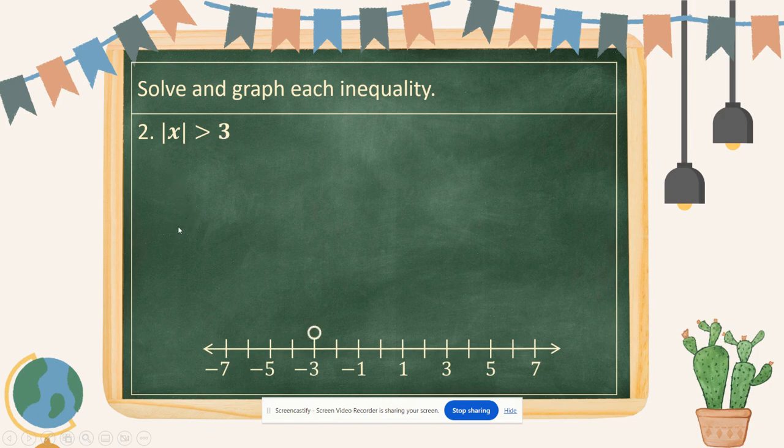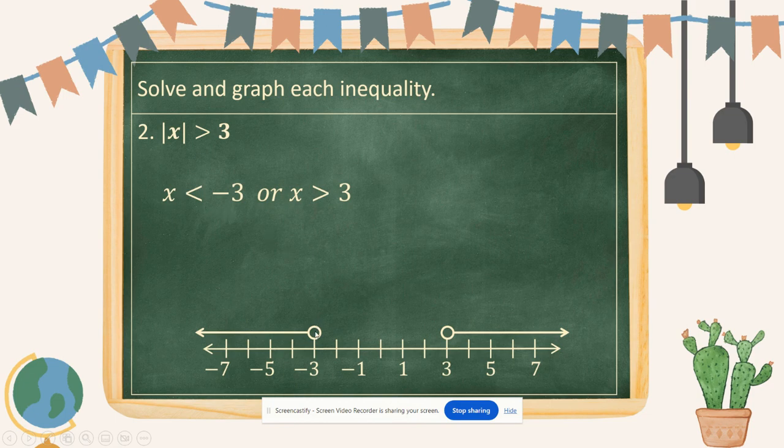So I would have, sorry guys, the graph came up first. I would have x is less than -3 or x is greater than 3. Okay, remember, or compound inequalities have a tendency to graph away from each other. So x is less than -3 or x is greater than 3.